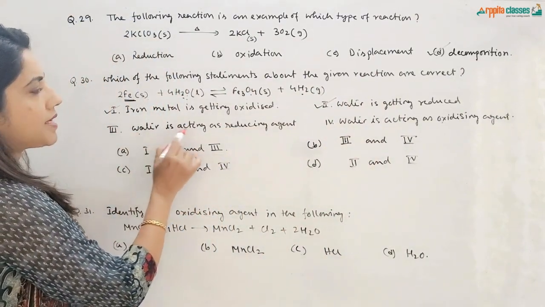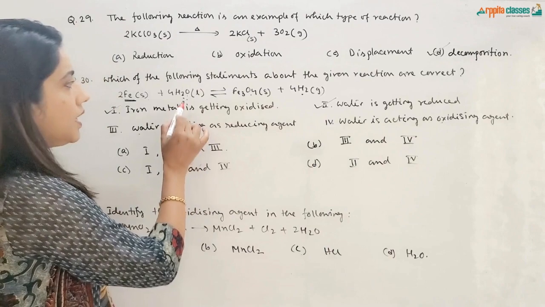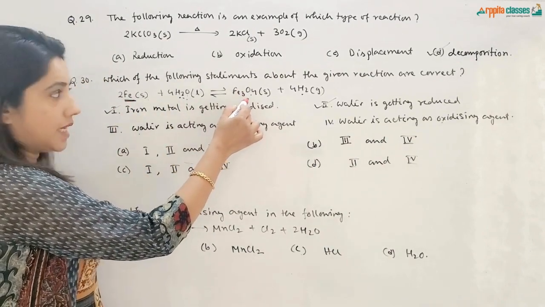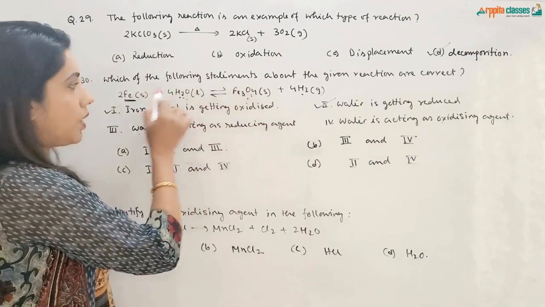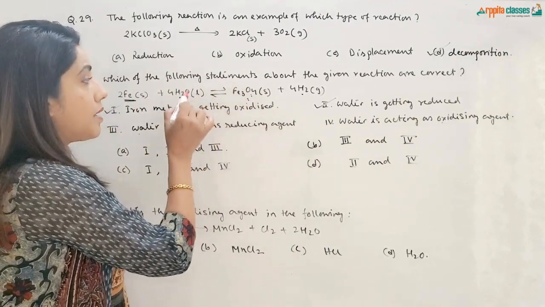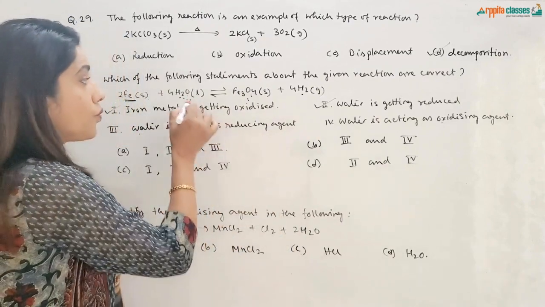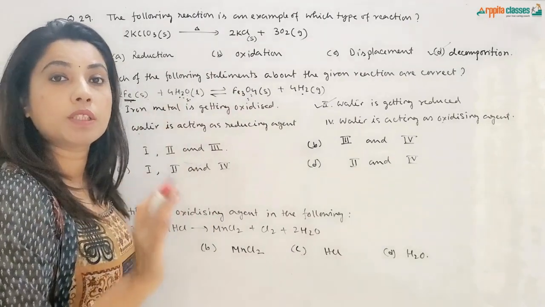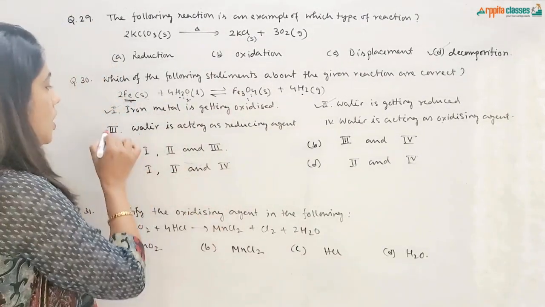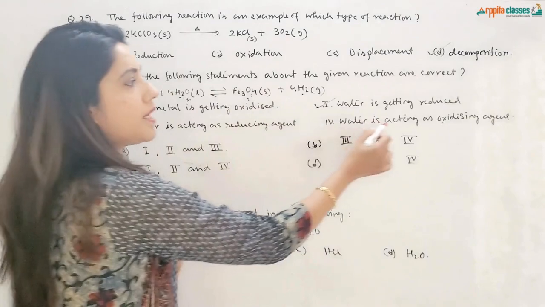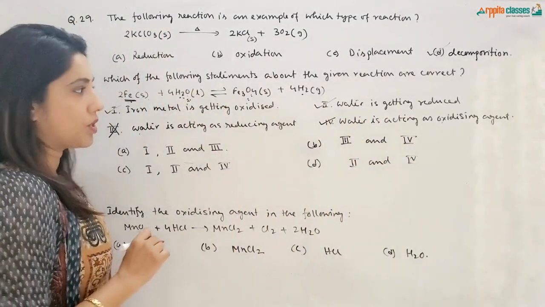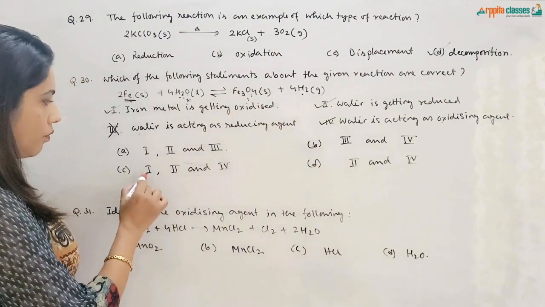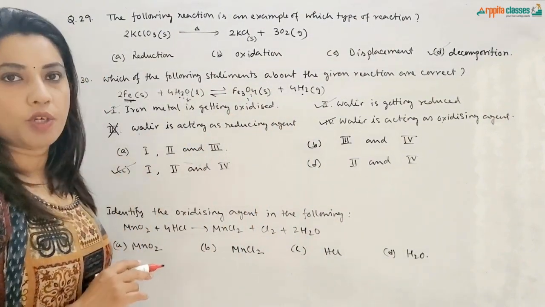Third is water is acting as reducing agent. Now see here, this is water and Fe. Fe is getting oxidized. Fe converts into Fe3O4, so Fe is getting oxidized. That means who is helping in this oxidation process? Water is helping Fe to get oxidized. That means water should be the oxidizing agent and not the reducing agent. So this is the wrong option. Water is acting as an oxidizing agent is the right option. So the correct statements are 1, 2 and 4. Let us see what is it? 1, 2 and 4. So C is the right option for this.